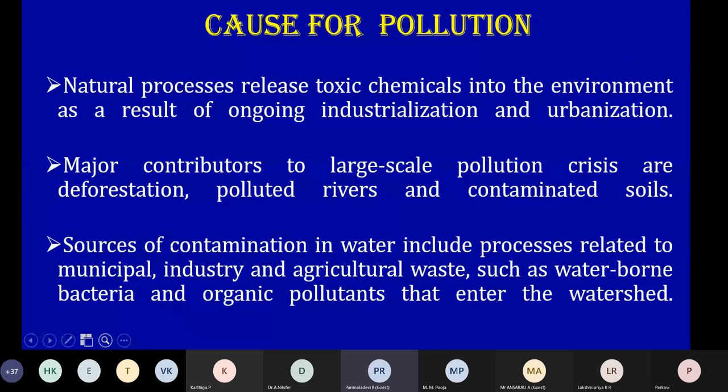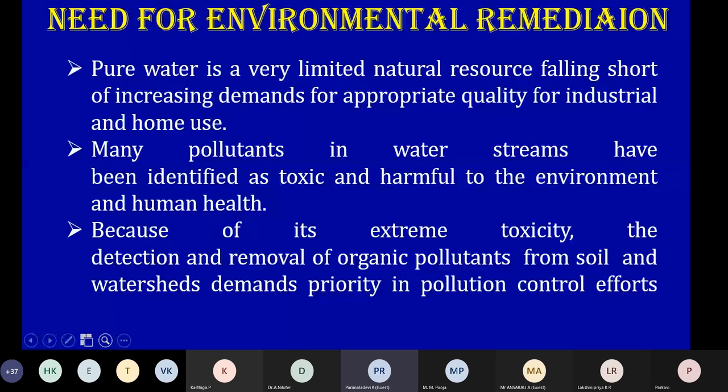So what is the cause of this pollution? It is because of our ongoing industrialization and urbanization. It releases a number of toxic chemicals into the environment, so it pollutes rivers, soils, and everything. The sources of contamination in water include processes related to municipal, industry, and agriculture waste, and it creates waterborne bacteria and some organic pollutants that enter into the water and soil, and it is very hazardous to our environment. So we need to remediate that pollution, because pure water has become a very limited resource nowadays.